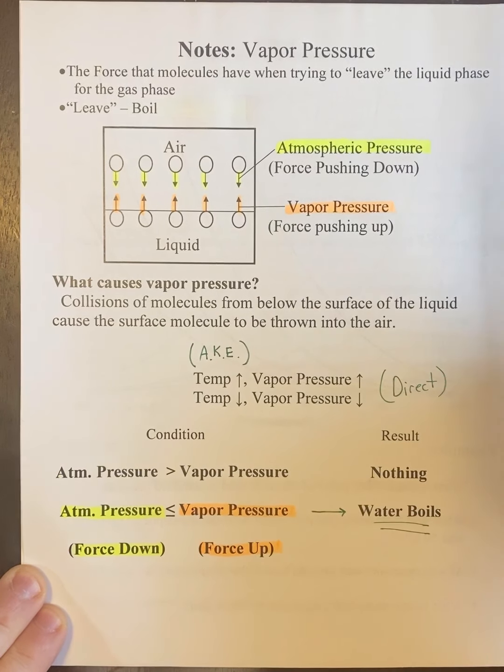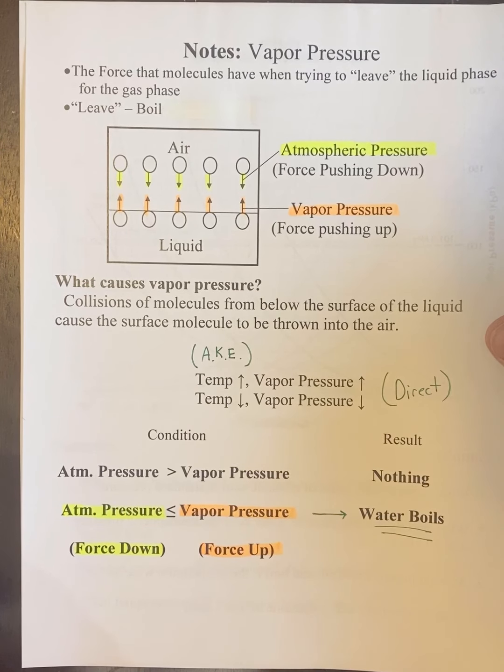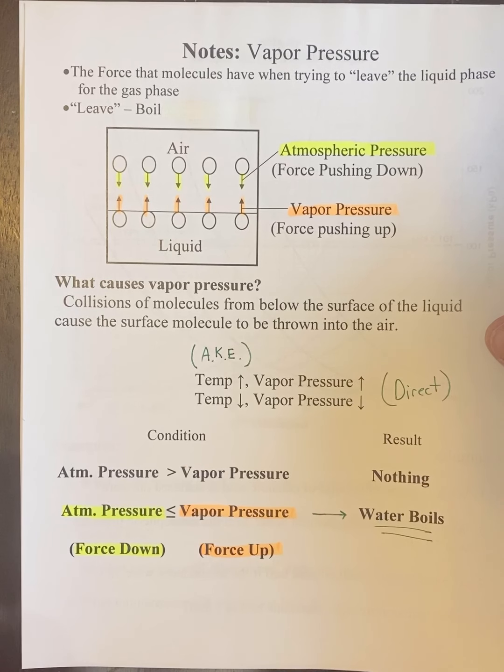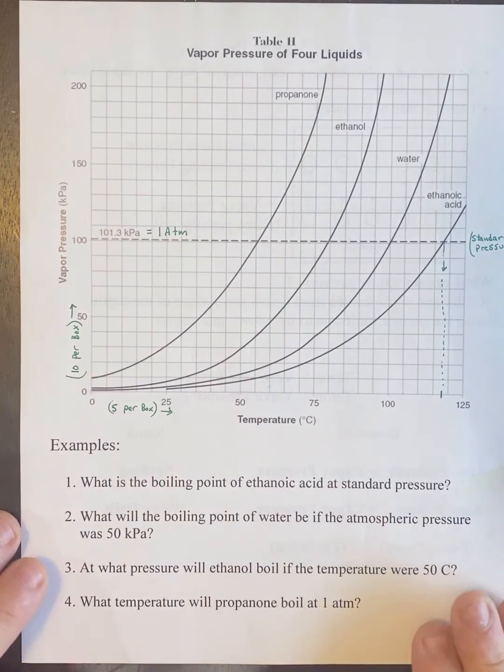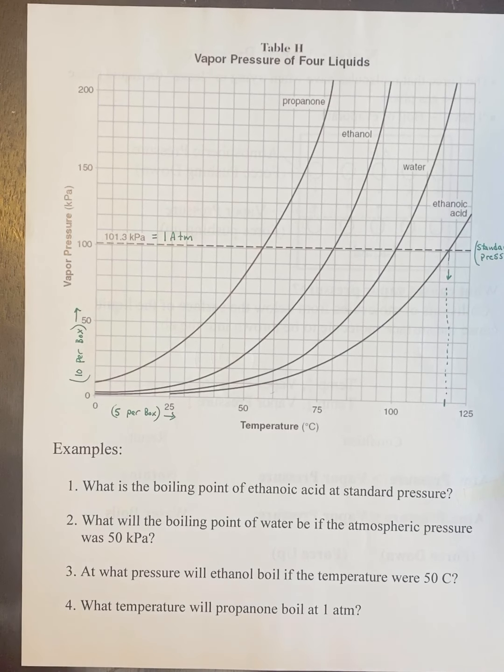Now, the types of questions you're going to get from this are going to be almost exclusively from Table H in your reference table. So Table H looks like this. Here's a couple things to be aware of.